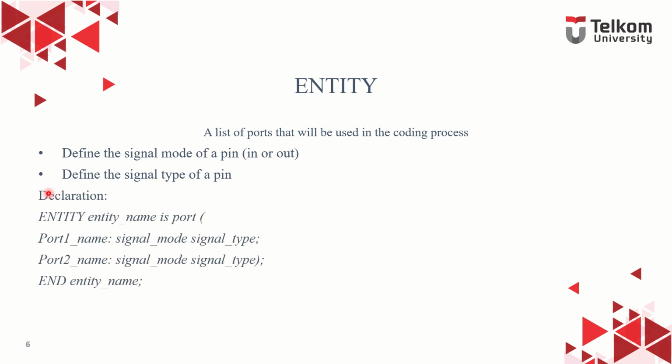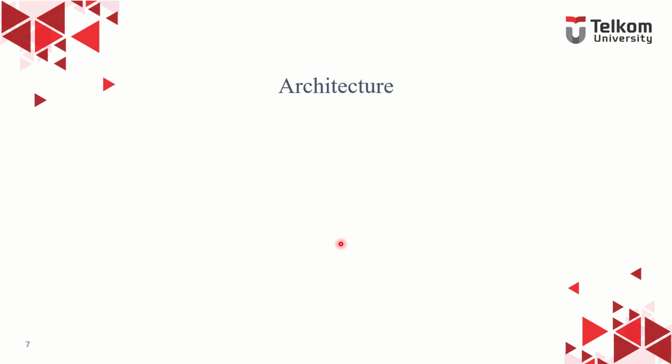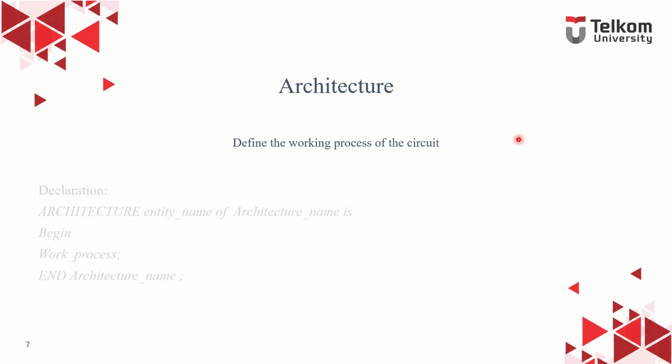The declaration is like this: entity name is port, then the port name or variable, signal mode, whether it's in or out, and signal type, and end entity name. The next one is the architecture. Architecture defines the working process of the circuit. Basically, in the architecture, you define how the circuit will work.